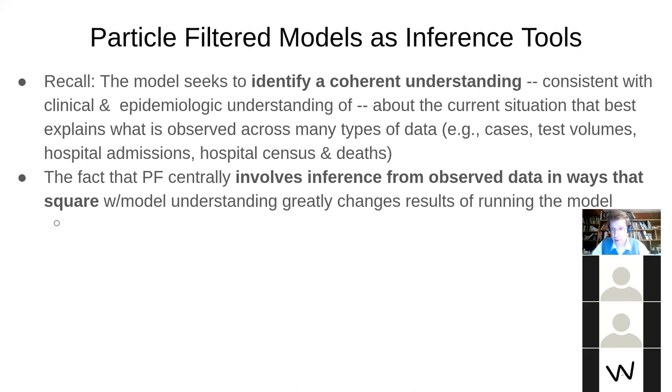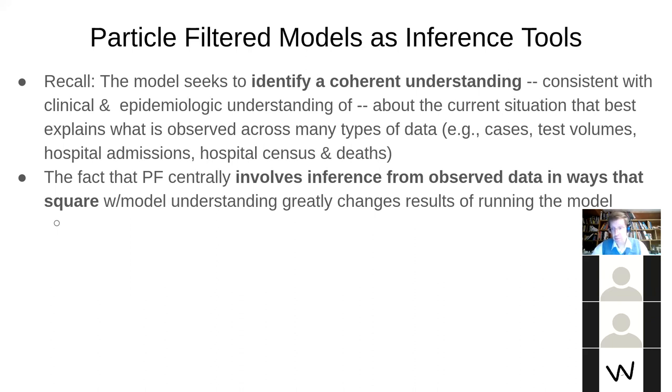Normally when we run a model, if we double the contact rate, we expect to see faster spread of infection and a higher attack rate and a higher peak number of people infected. That won't be the case typically when we're particle filtering, because what's going on there is also inferencing. It's inferring things about the rest of the system that are not directly observable. And it's squaring what it does see with the assumptions made for parameters and the model, and trying to make sense of it all.